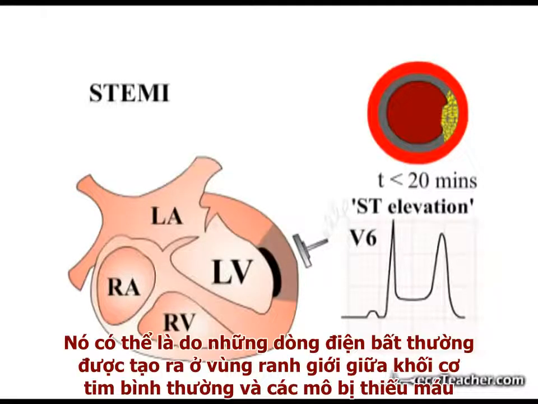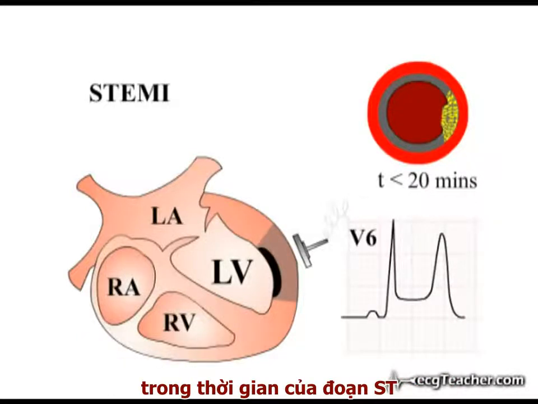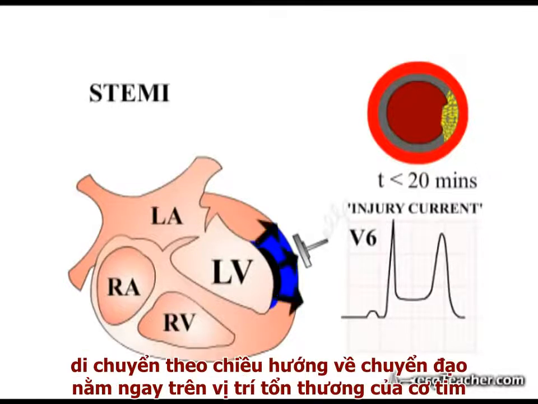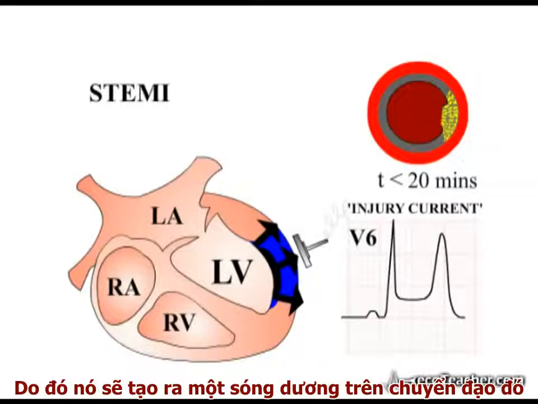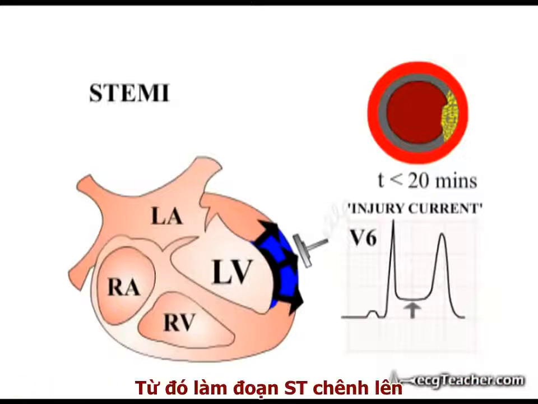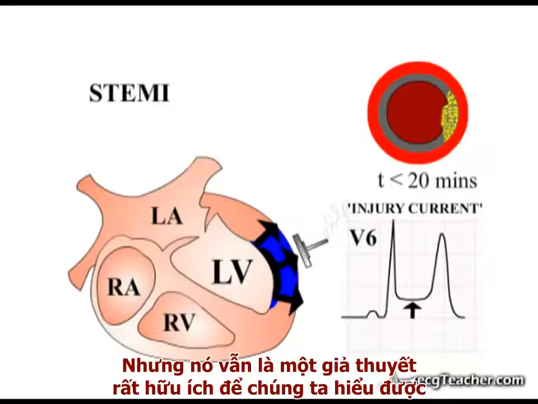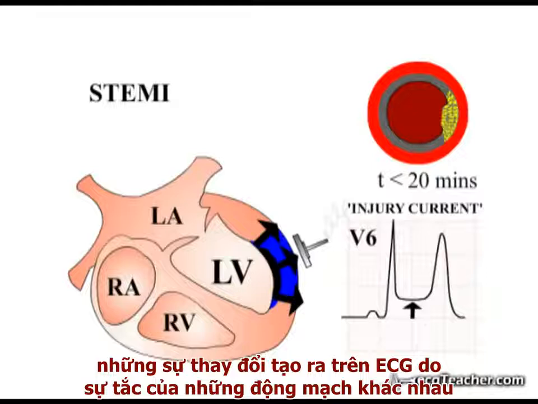It may be due to abnormal currents generated between normal and ischemic tissue during the time period of the ST segment. This so-called injury current moving towards the leads overlying the damaged region of myocardium would be expected to produce a positive deflection in their readouts, raising the ST segments. Although the role of an injury current in generating ST elevation is controversial, it is a very useful concept when trying to understand the patterns of changes produced on the ECG by occlusion of different vessels.